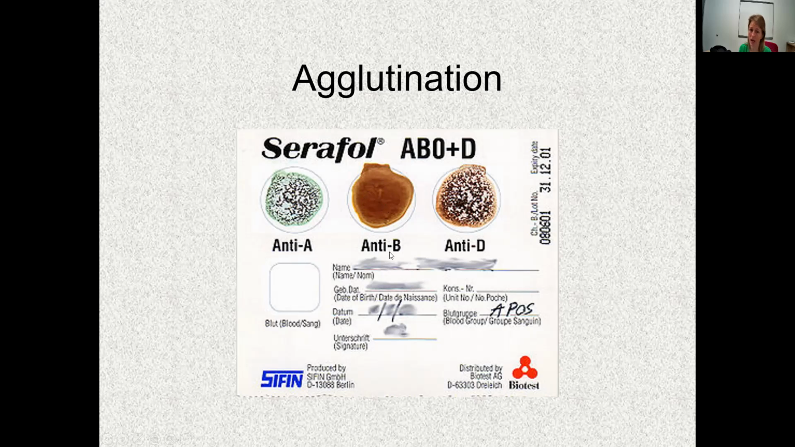So this is an A positive because you got agglutination with anti-A antibodies, meaning the anti-A attached to the A antigens on that blood. So it means that blood has those A antigens, and also your anti-D antibodies attached to the D antigens on that blood. So this is how you get an A positive.